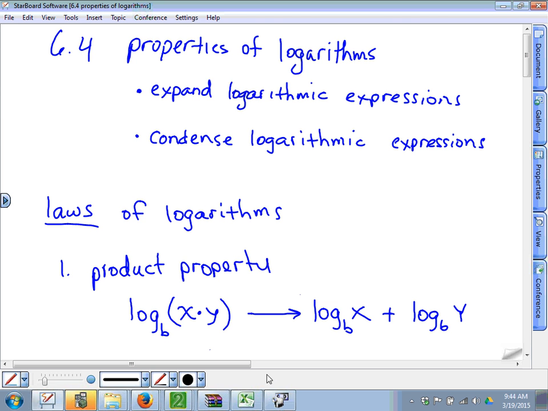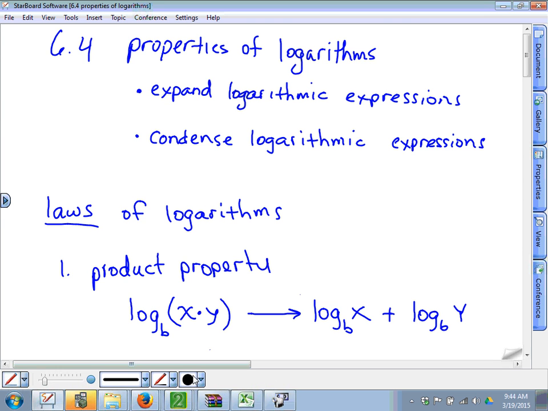The laws of logarithms. There's 3 of them. We got to learn about all 3. So we got to get crack-a-lackin' then. I said crack-a-lackin'.